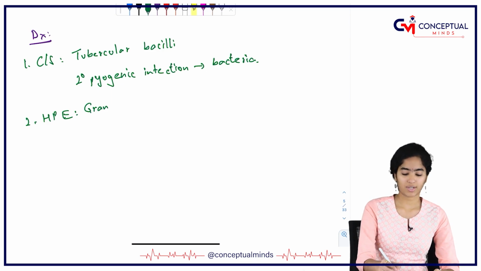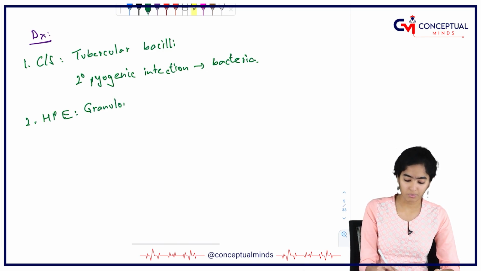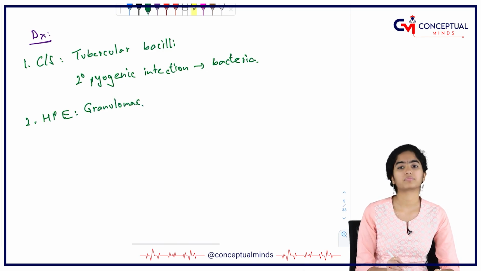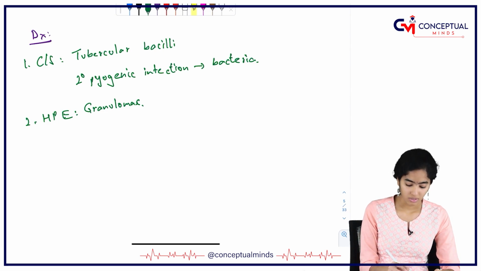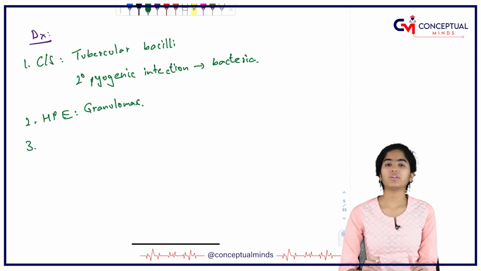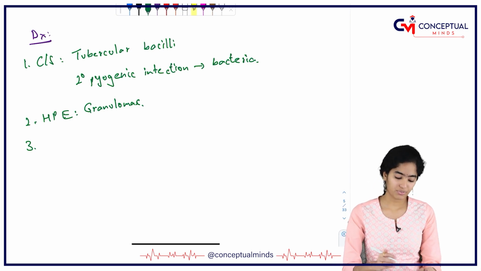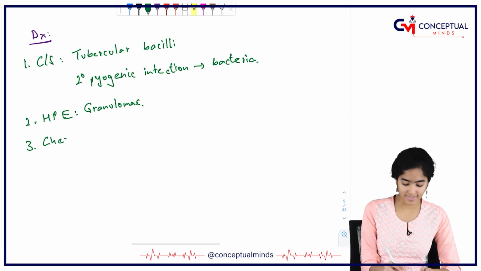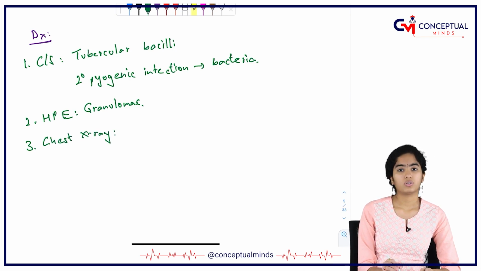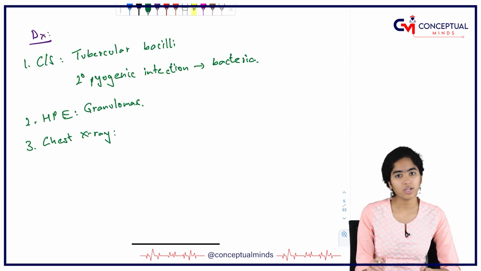Repeat, that would show granulomas. After a secondary pyogenic infection has occurred, it is very difficult to diagnose tuberculosis unless we have a preceding history of tuberculosis in the person. And for that, sometimes doing a chest X-ray might help to narrow down the diagnosis.